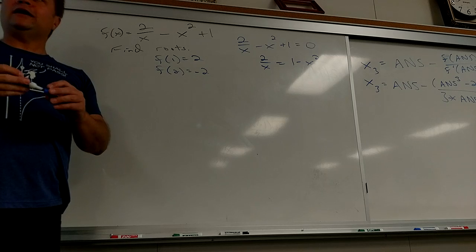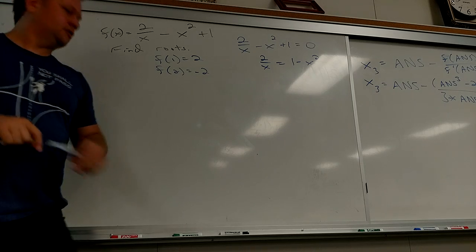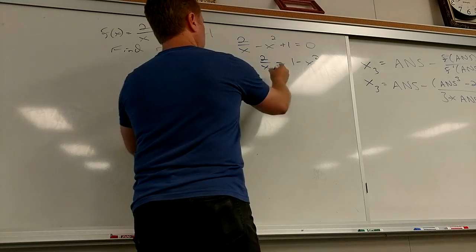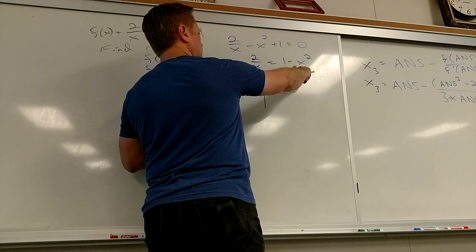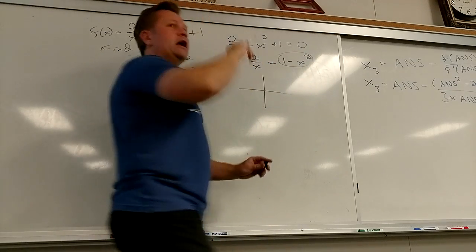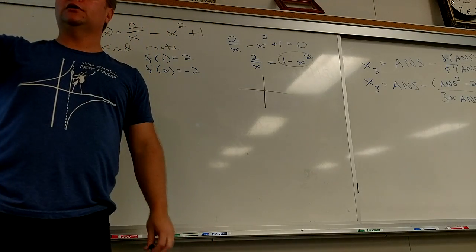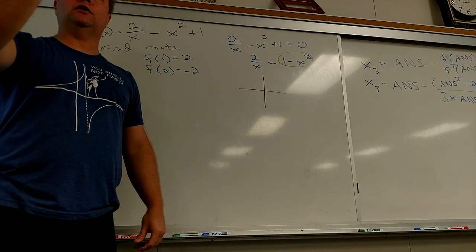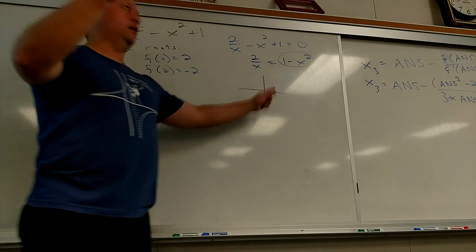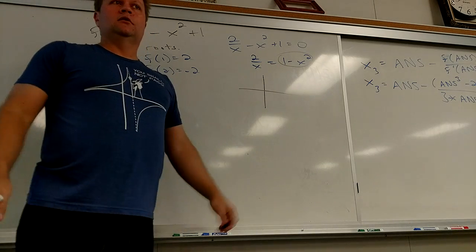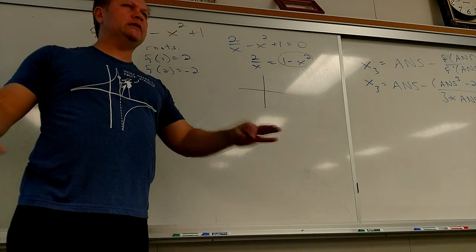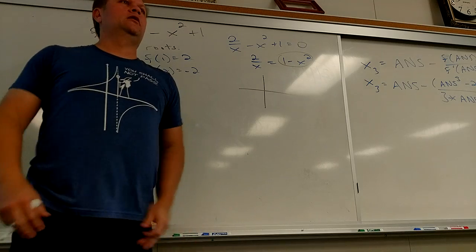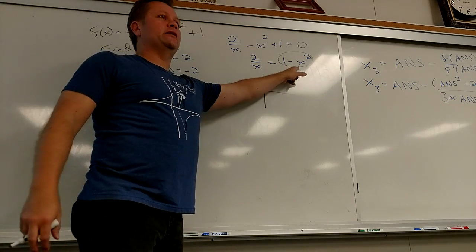Can I graph both sides of that and give a rough sketch? So 1 minus x squared. Can anybody tell me anything about this? If I graph both sides, a rough sketch, what am I going to look for between those two things? Where they meet. I don't need a perfect sketch, I need a rough sketch, but not crazy rough. Anybody tell me anything about this?